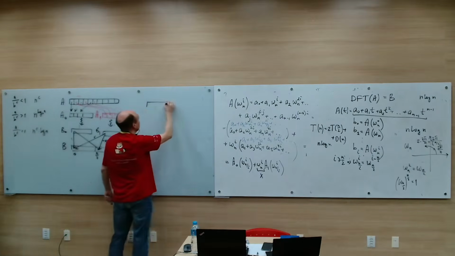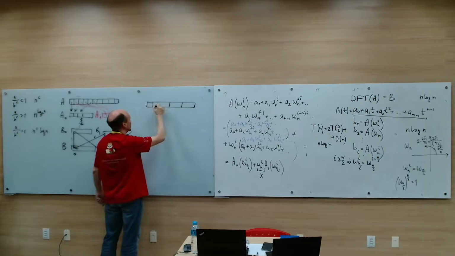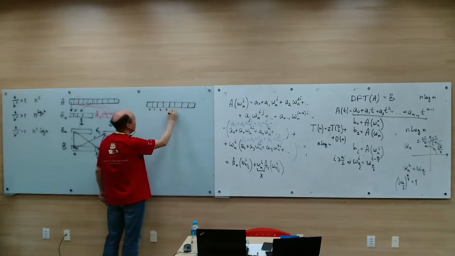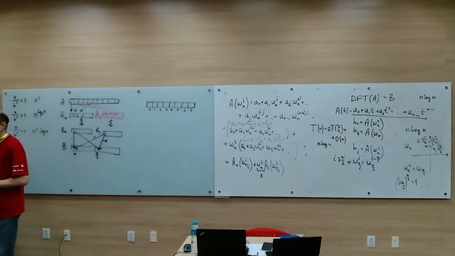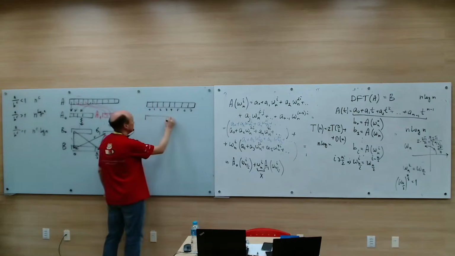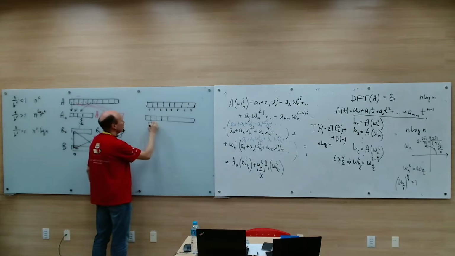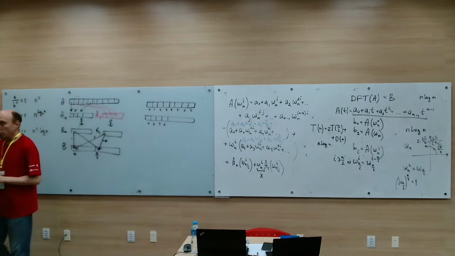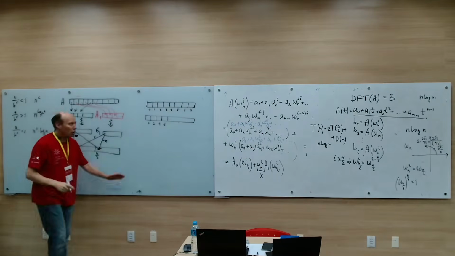So let's take an example of an array of length 8: 0, 1, 2, 3, 4, 5, 6, 7. At the first step, we put the even elements here: 0, 2, 4, 6. And then the odd index elements.